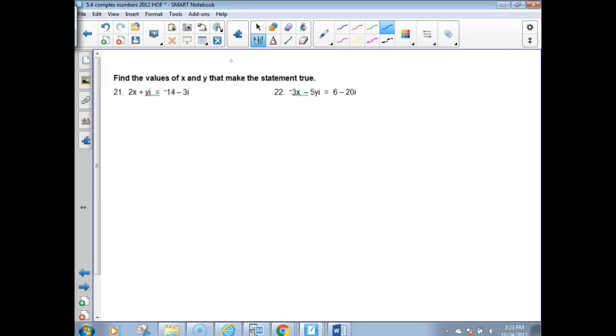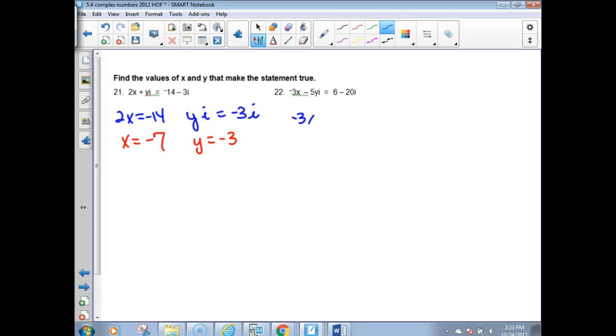Find the values of x and y that make the statement true. All you'll do is take the first part, set it equal to the real part. So 2x is equal to negative 14. Take the y part with i in it, set it equal to the other part with i in it, negative 3i, and then solve. So this would be x is negative 7 and y is negative 3. Made it look really easy, right? Some of you could probably look at these and tell that this is going to be negative 2. You get what I'm saying?